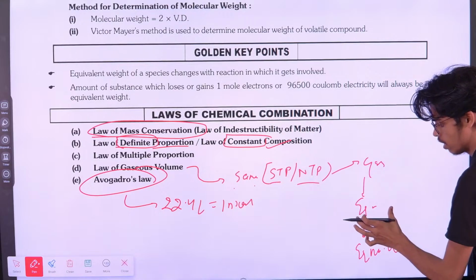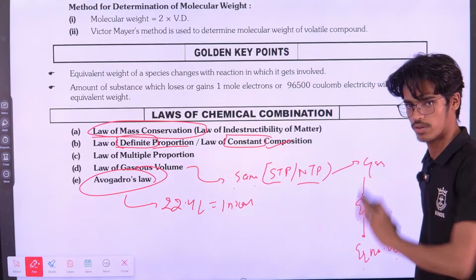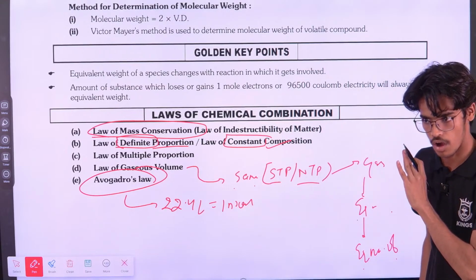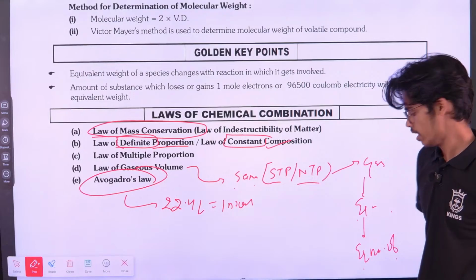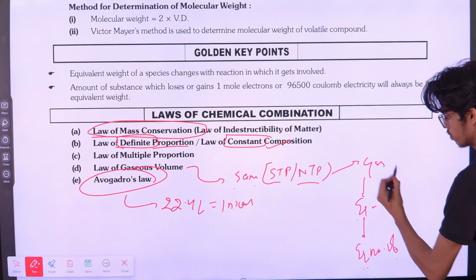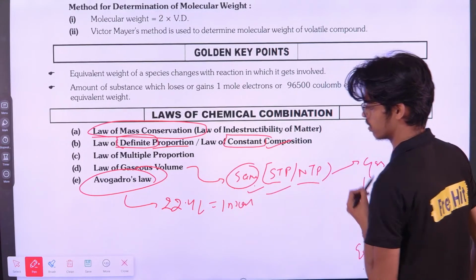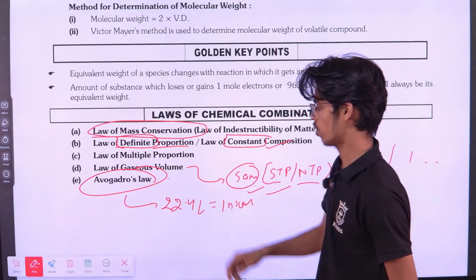Equal volume, equal number of particles. Doesn't matter which compound, which element, which atom. Got it? If it's equal volume, equal gas, only if both of these gases you are talking about are at similar conditions of temperature and pressure. That is the law of gaseous volume. Understand?